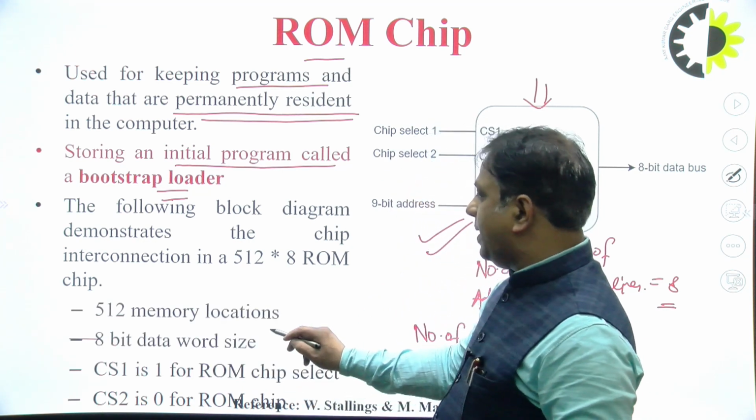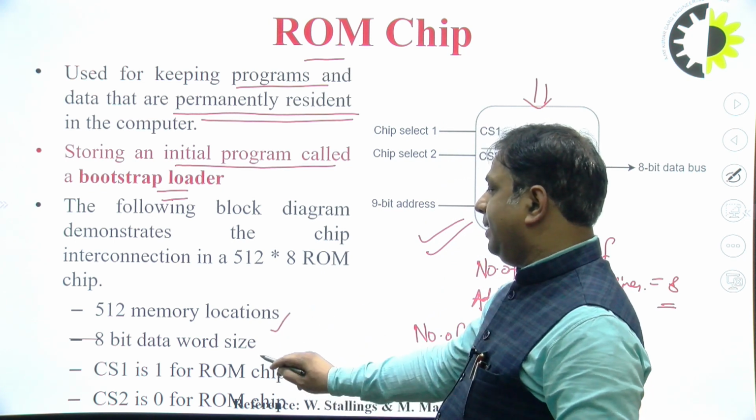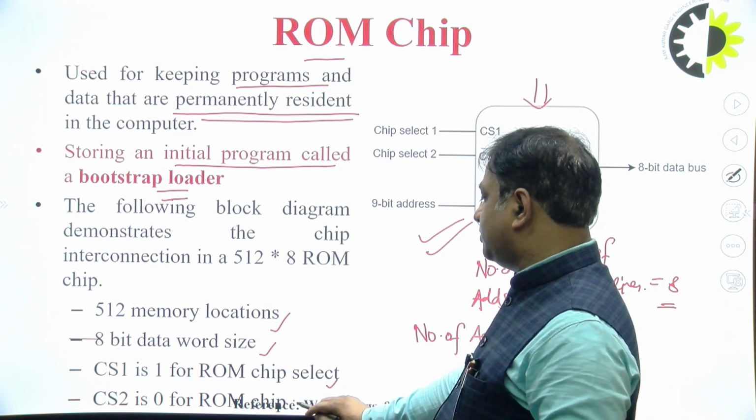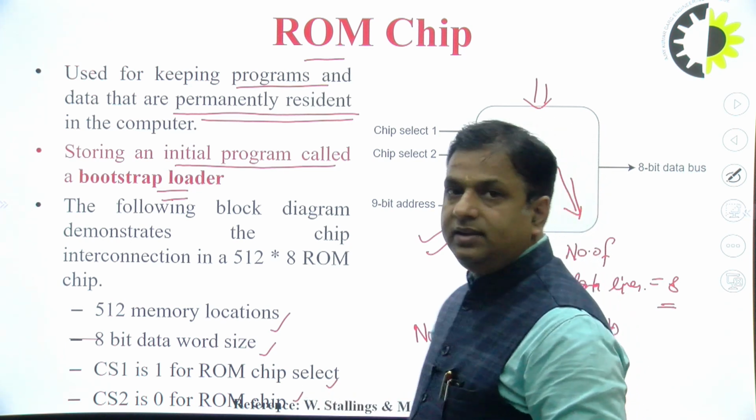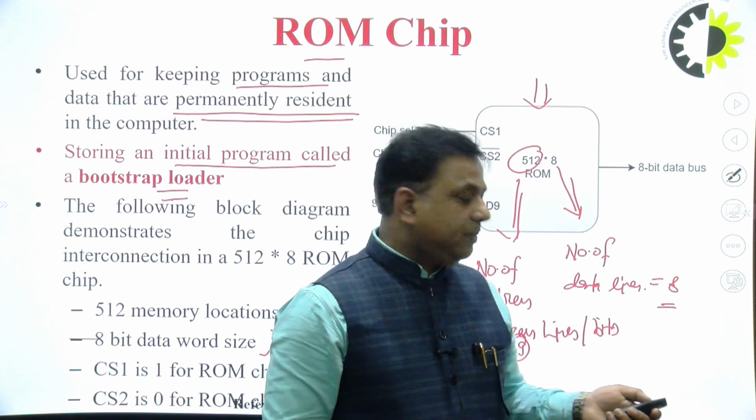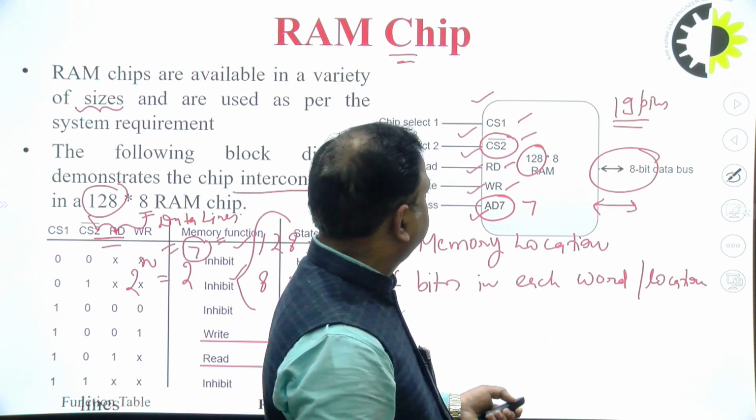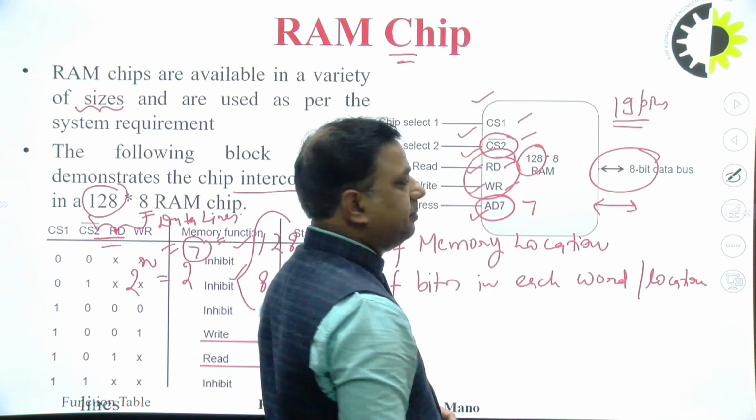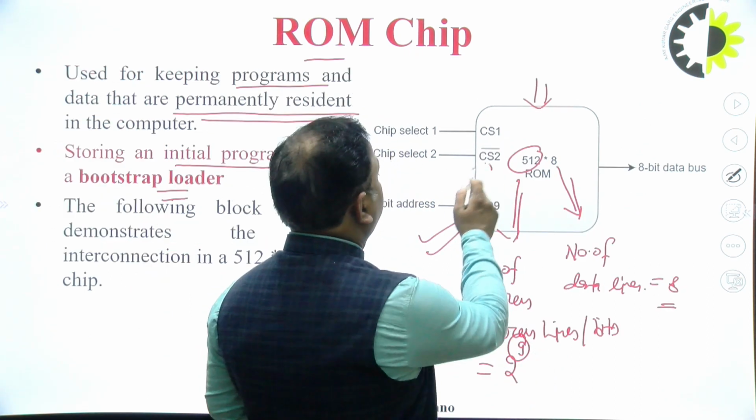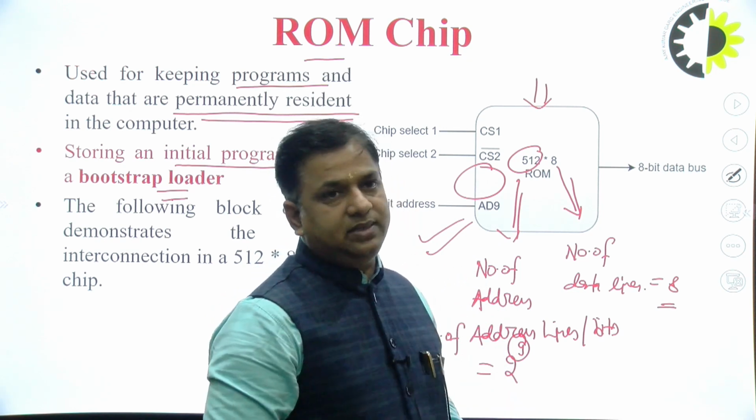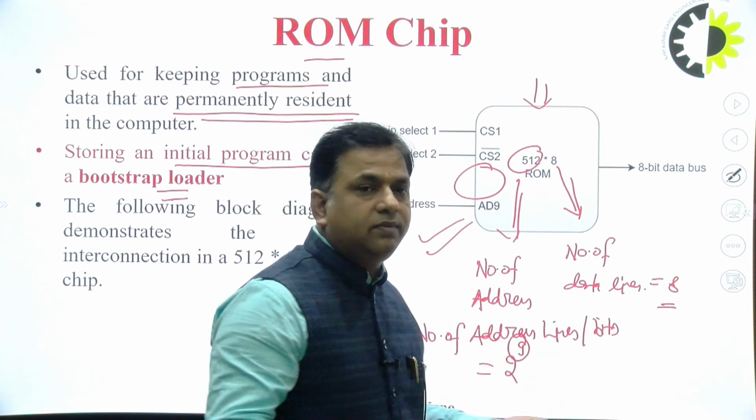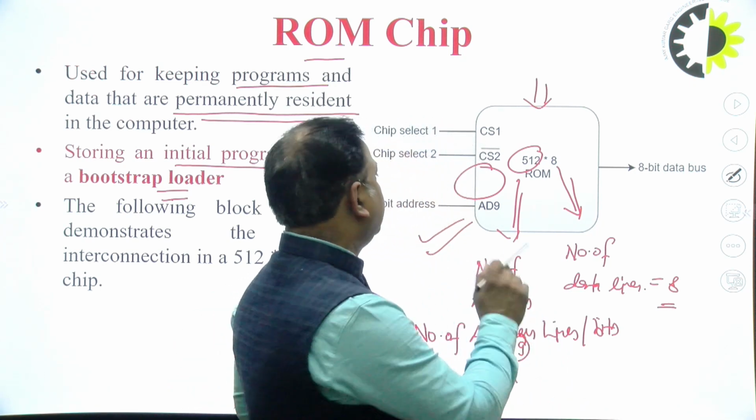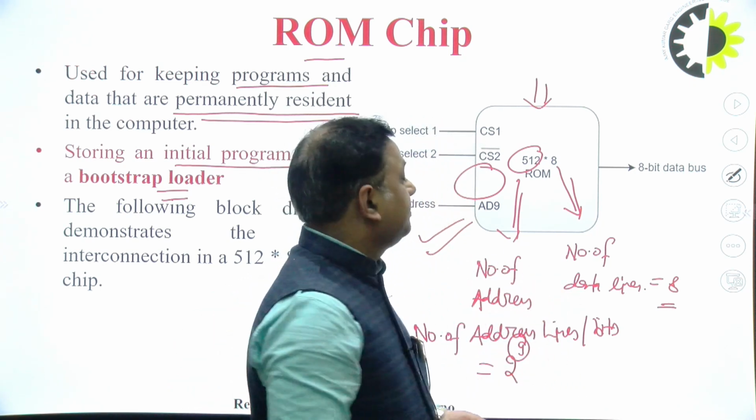So we can say that it has 512 memory locations, 8-bit word size, and CS1 and CS2 are chip selects. Important thing, if we compare the RAM block diagram and the ROM block diagram, here we are having the read and write pins, but here we don't have any read and write pins, because there is no choice of read and write. It has only one option, that is read.